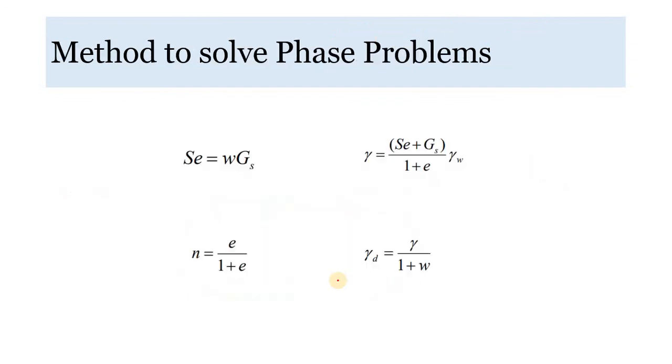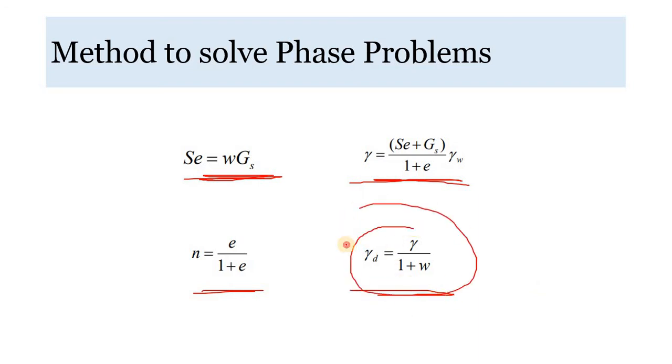Okay. Now, the method to solve phase problems. This is the first formula, we will discover it. Second formula, we will discover it for relationships of all. Dry density is nothing but bulk unit weight upon 1 plus w.